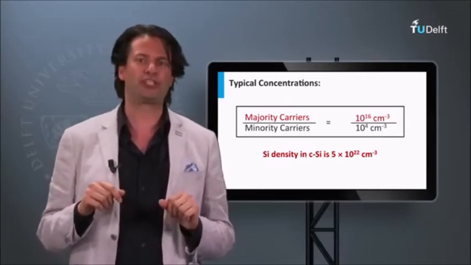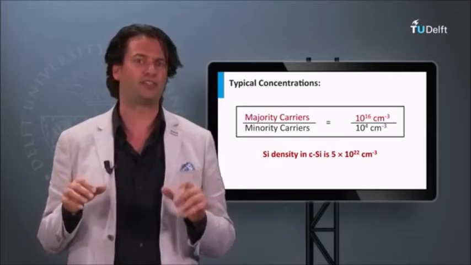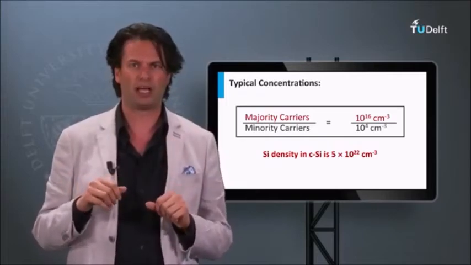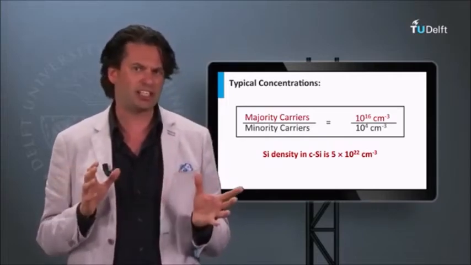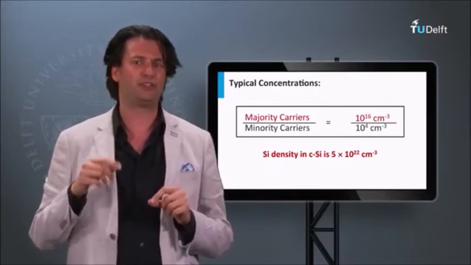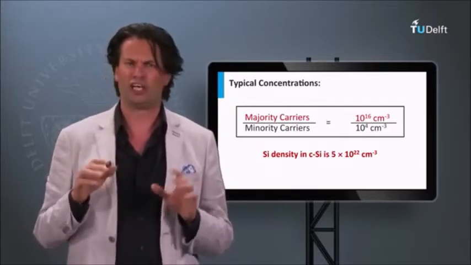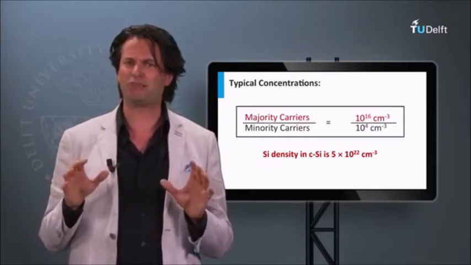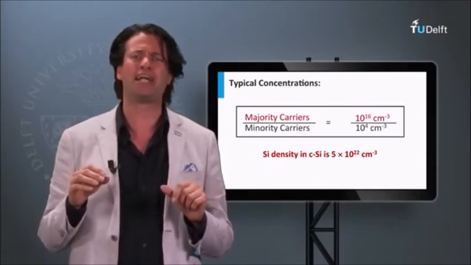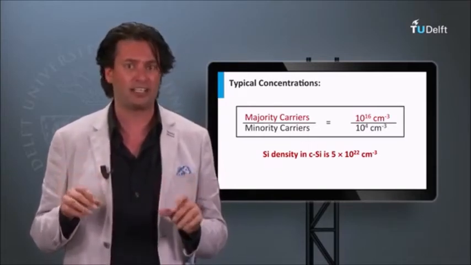Typical densities for majority charge carriers in silicon are 10 to the 16 per cubic centimeter, whereas the density of minority charge carriers in that case would be 10 to the 4th per cubic centimeter. This shows that the density of majority charge carriers can be many orders of magnitude higher than that of the minority charge carriers.